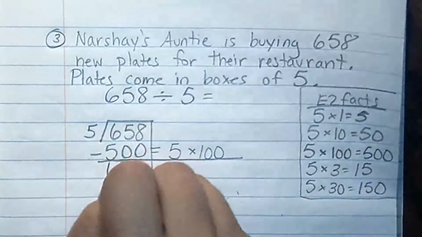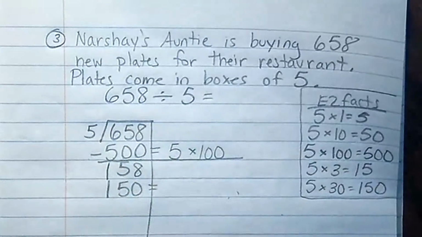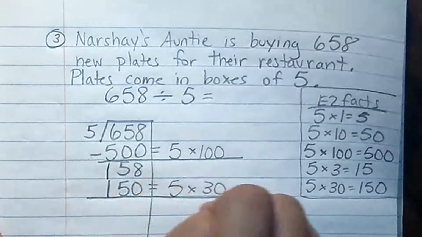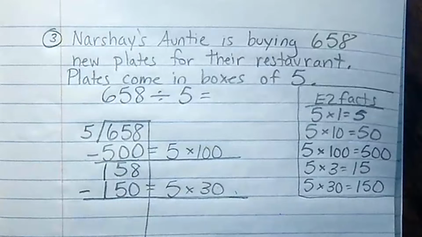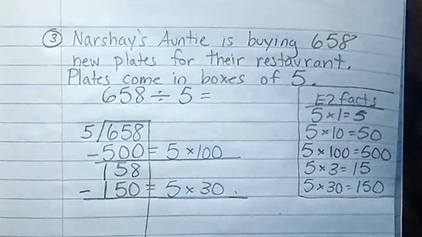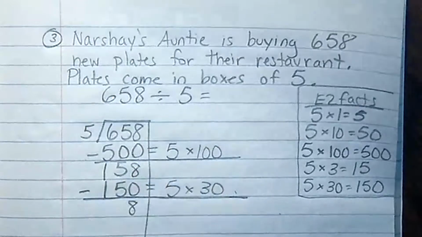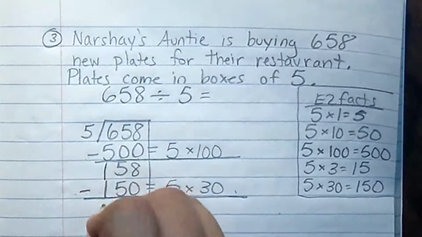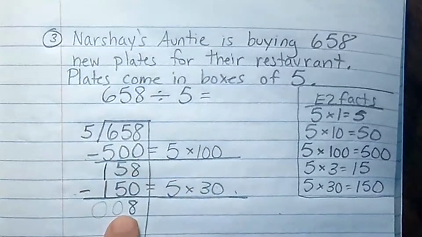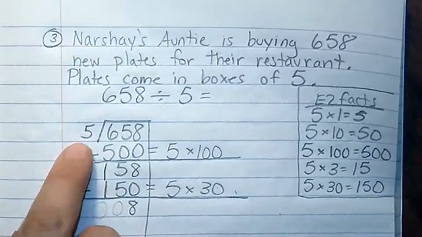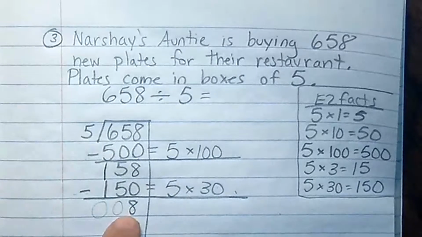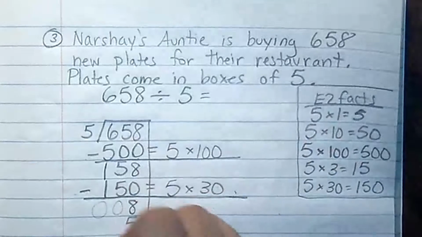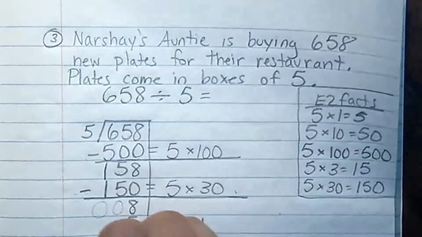Let's do that one. 150 is very close again. That equals 5 times 30. What is 8 take away 0? 8. 5 take away 5 is 0. 1 take away 1 is 0. I have 8 left. Am I allowed to have 8 as my remainder? No. So I need a number smaller than 8. Well, look, I have one. 5 equals 5 times 1.